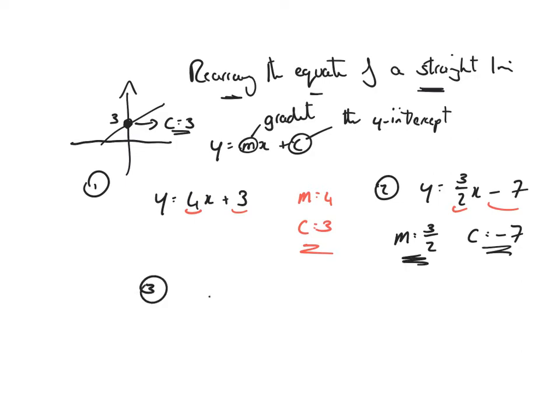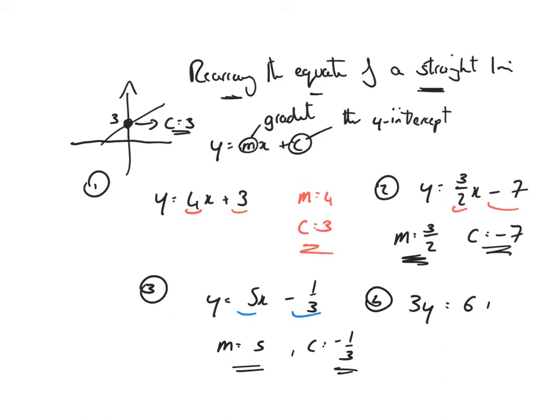Okay, in example 3, y equals 5x minus 1/3. Okay, so the gradient is 5 and the y-intercept is minus 1/3. Okay, straightforward. Okay, example 4. Example 4, 3y equals 6x plus 9. Okay, so this time we can see that the gradient is, well, is it 6 and the y-intercept is 9? Okay, that's not correct.